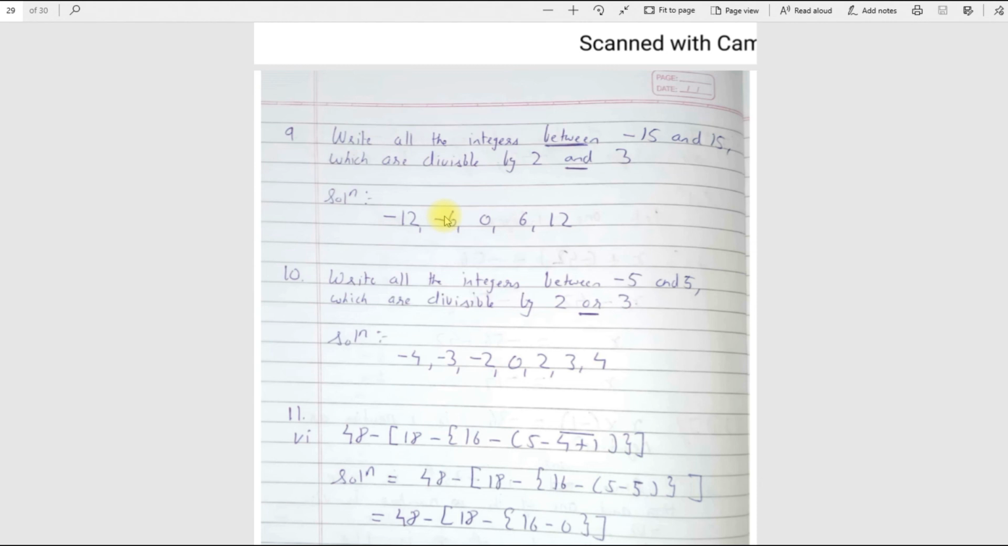Whenever you're solving this, you have to be very alert when you're reading the question. If you read the question wrong, then there will be a chance that you write the answer wrong. Hope you understood what we mean to say. So next, write all the integers between minus 5 and 5 which are divisible by 2 or 3. It can be divisible by 2 also, it can be divisible by 3 also.